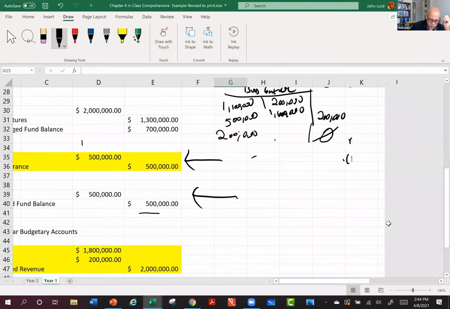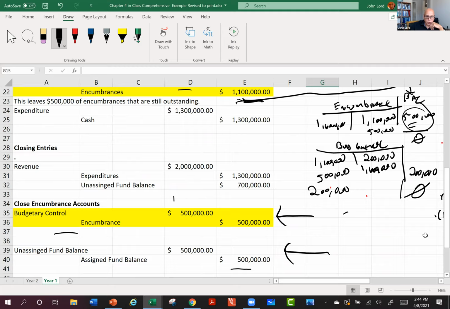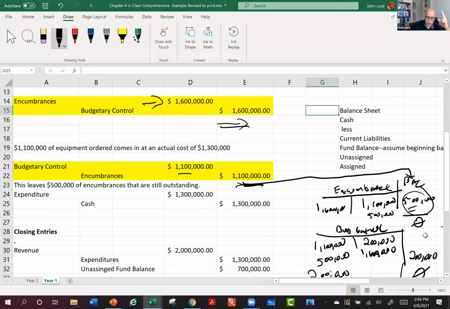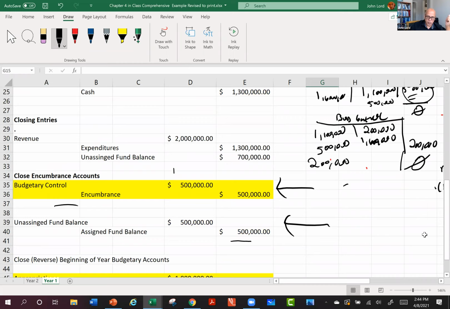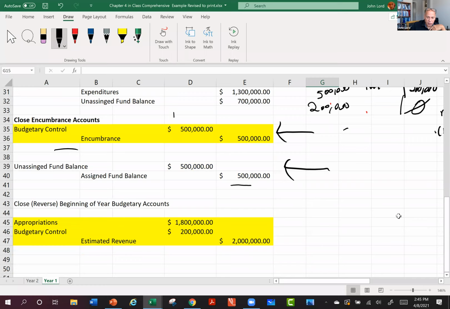Then when we order goods, we debit the encumbrance, we credit the budgetary control. We learned that last time. When the stuff comes in, we reverse it for whatever we ordered it for, and we set up the expenditure for the actual amount. Once we've gone through the year, we can make our statement of revenues, expenditures, and change in fund balance. Then we close our revenues, we close our expenditures, just like you would in commercial. You close any open encumbrance. And as I've said a couple of times, you always have to set up the assigned or committed fund balance for any open encumbrances. And then, as I said, you close the beginning of the year entry.